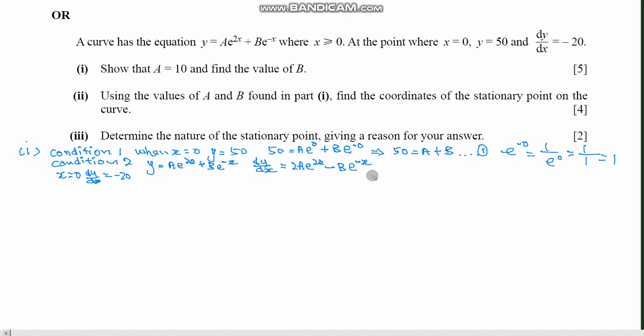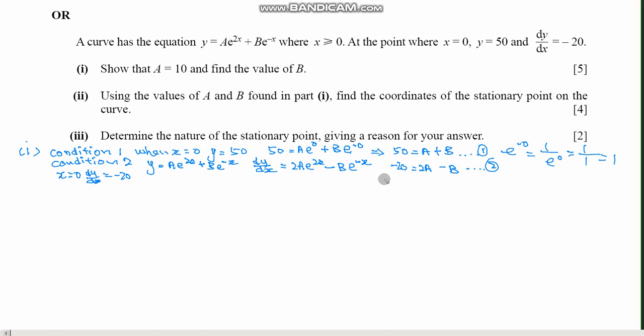So let's substitute dy/dx as minus 20 with 2 times a, 2a. Now, e to the power of 2 times x, with x equal to 0: e to the 2 times 0 is still e to the power 0, which is 1. No need to write 1. Minus b. Now, e to the power of minus x, with x equal to 0, as I've shown you, anything to the power of 0 still gives you 1, even minus 0. So it's minus b times 1. That will give you equation 2.